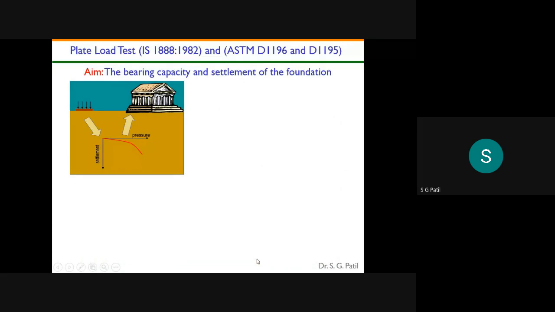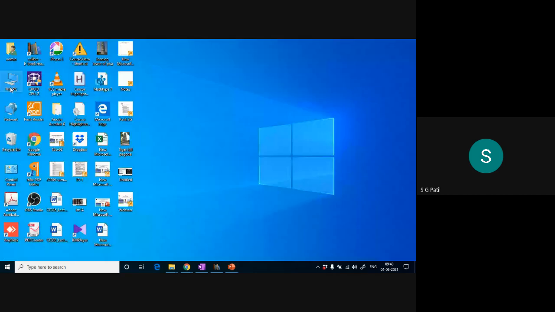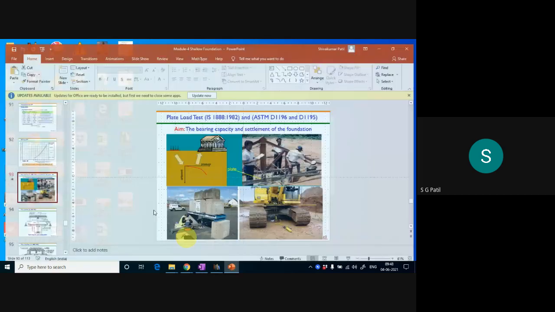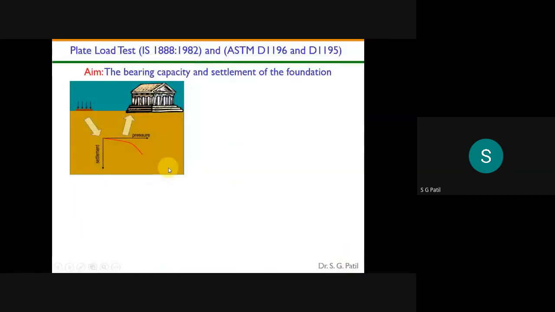Okay, so now today we'll start with a plate load test. Wait a minute. Okay, so what is this plate load test? What is the aim of this plate load test? The aim is to find out the bearing capacity and settlement of the foundation. So these are the two aims of this test, the plate load test.